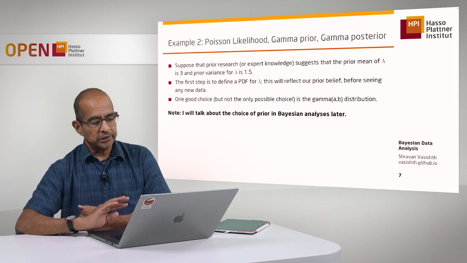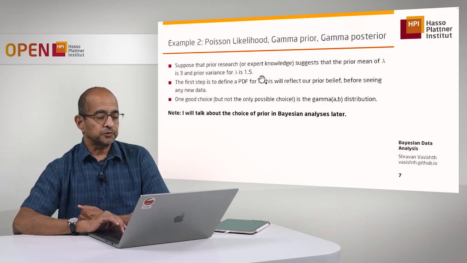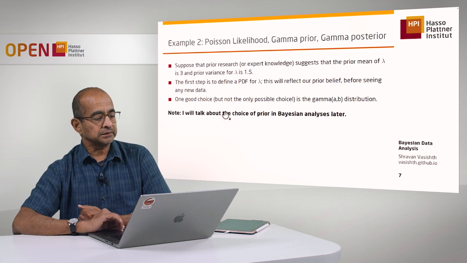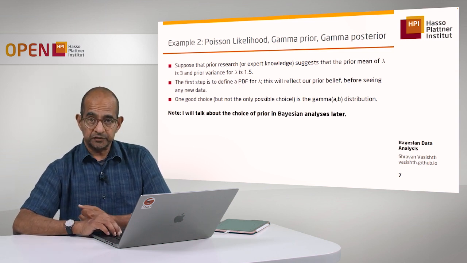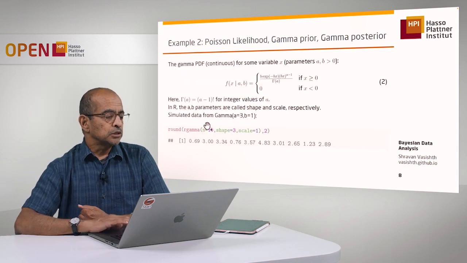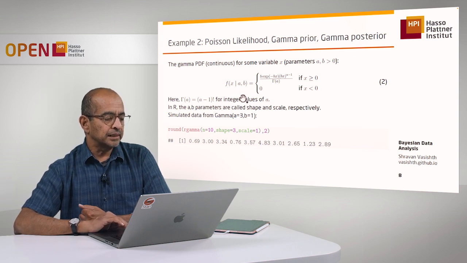Right now, we're going to rely on our prior knowledge from some expert. These prior mean and standard prior variance tell us what possible values lambda can have, and we're going to use that to define the prior for now. Okay? So what does the gamma PDF look like? Well, this is what it looks like, for any random variable x with parameters a and b. This is the definition.